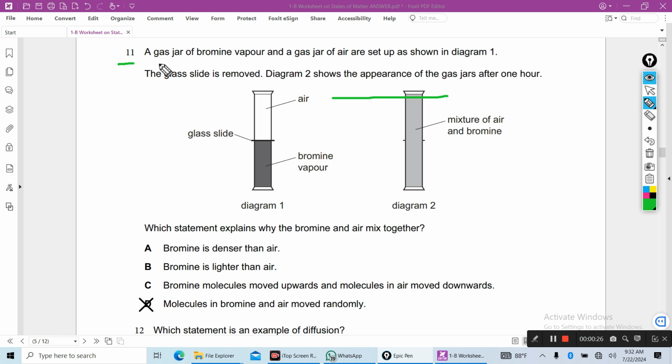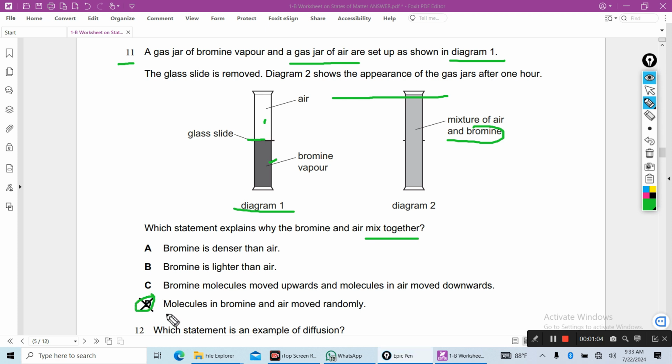Number 11. A gas jar of bromine vapor and a gas jar of air are set up as shown in diagram 1. This is diagram 1. The glass slide is removed. Diagram 2 shows the appearance of the gas jars after 1 hour. The bromine vapor has mixed with air, a mixture of air and bromine. So which statement explains why the bromine and air mix together?